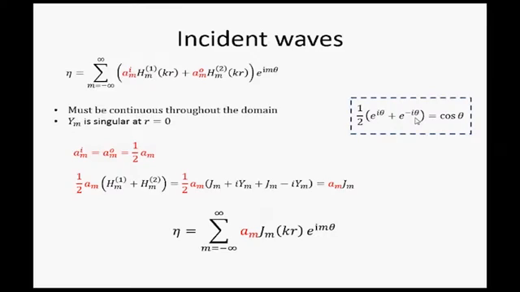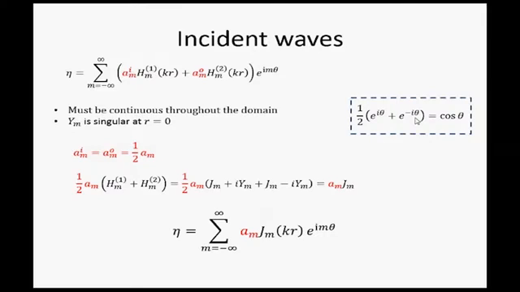But the Bessel function of the second kind, Y_m, which is the imaginary part of the Hankel function, is singular at r equals 0, so at the origin. When you have a floating body, the singularity is hidden inside the body. But for incident waves, we have to get rid of it.